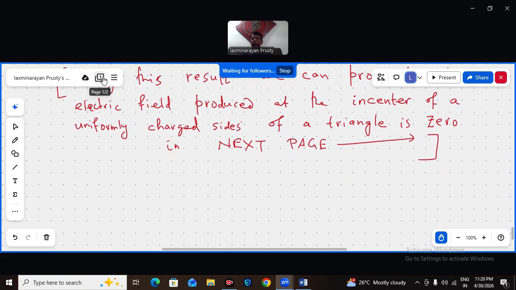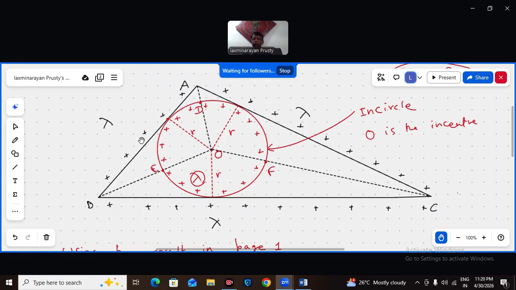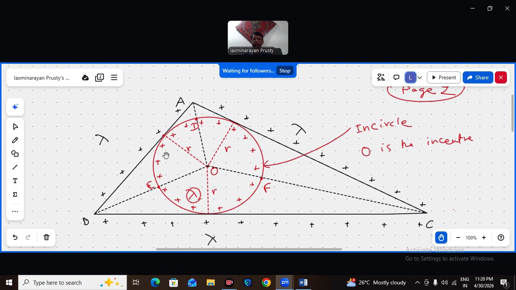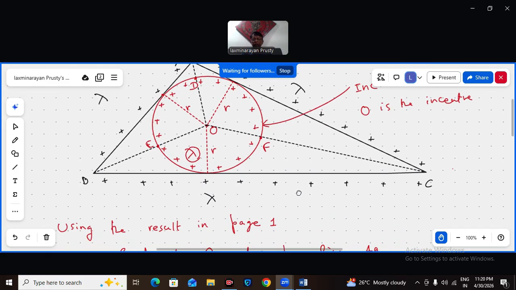So let's go to the next page. This is a triangle having all three sides with the same lambda, linear charge density, and this is the circle inside, touching all three sides. So O is the incenter, right? Let's go.